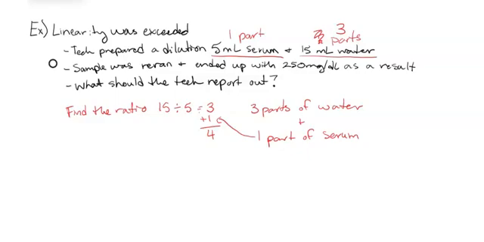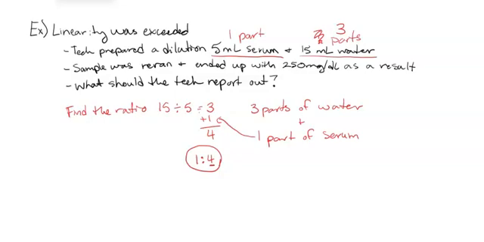So now do we have our denominator or our dilution factor where we can write out our total dilution ratio? Yes. This is our dilution ratio for this dilution. It's a 1:4 dilution. Okay. Now that we have our dilution ratio, we know our dilution factor. So can we go back to the original question? What should the tech report out?